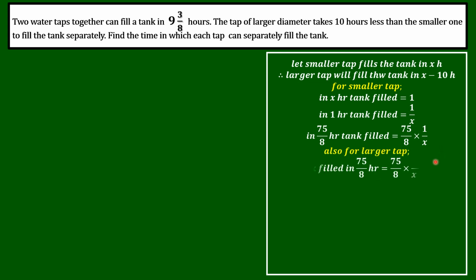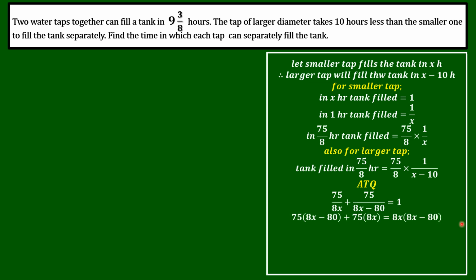Similarly, for the larger tap, in this much time, the tank filled is equal to 75 upon 8 into 1 upon x minus 10. Now see, according to the question, if we add this and this, the tank will be fully filled, right? Together. So according to the question, this plus this gives us 1 complete tank. Now we'll simplify it. 8x into 8x minus 80 comes out to be our LCM.